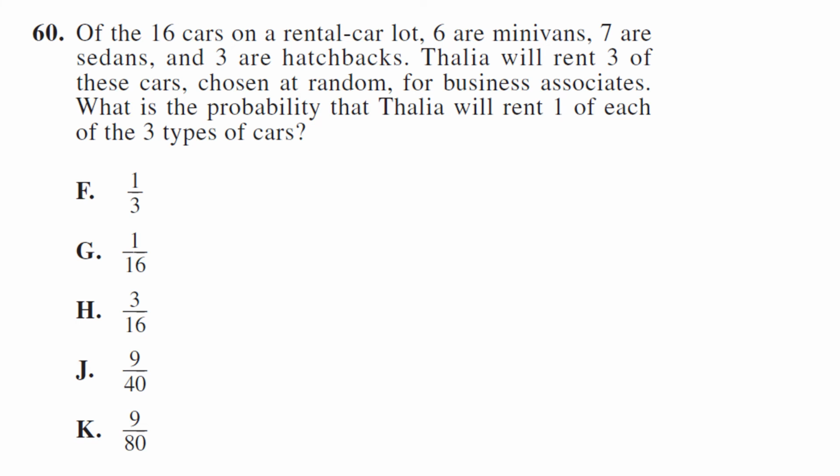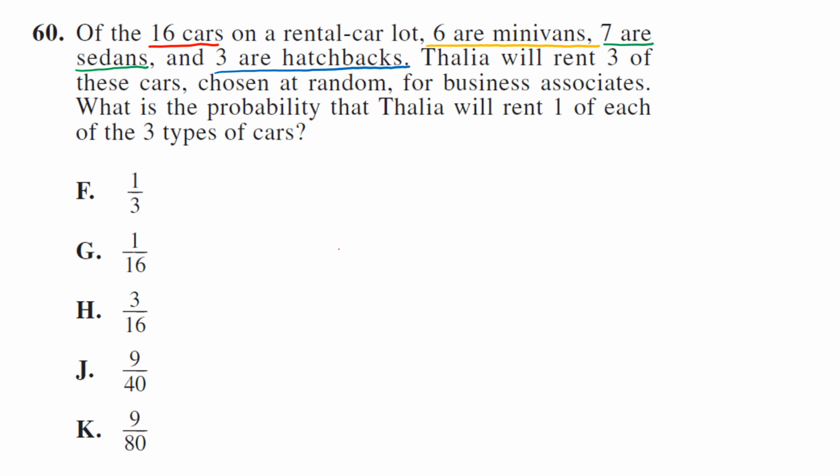Of the 16 rental cars on the lot, so there's 16 cars on the lot, 6 are minivans, 7 are sedans, and 3 are hatchbacks. Thalia will rent 3 of these cars chosen at random for business associates. What's the probability that Thalia will rent one of each of the 3 types of cars?